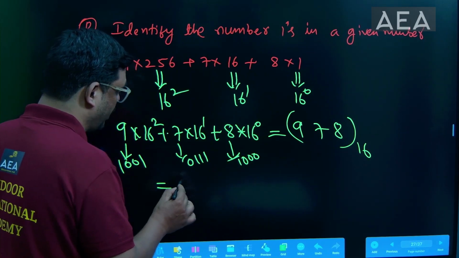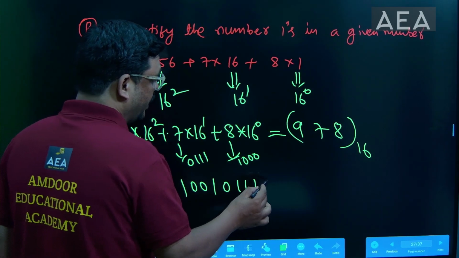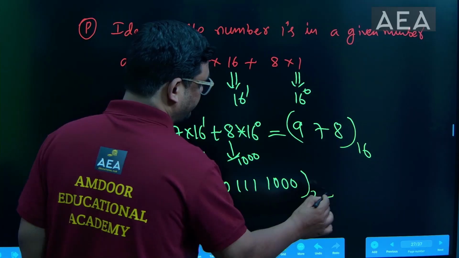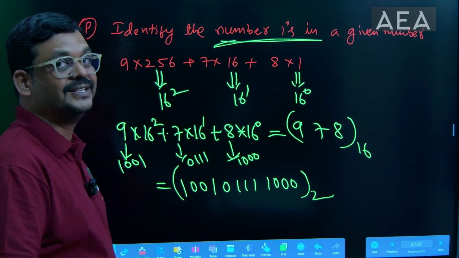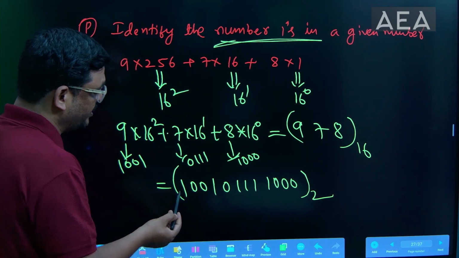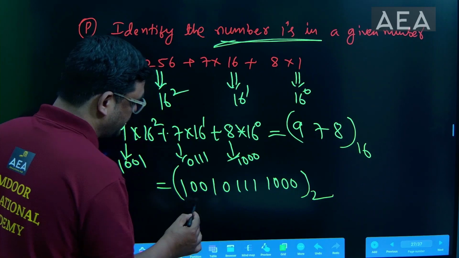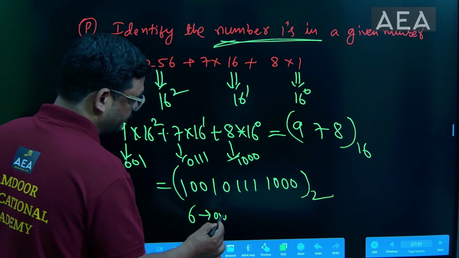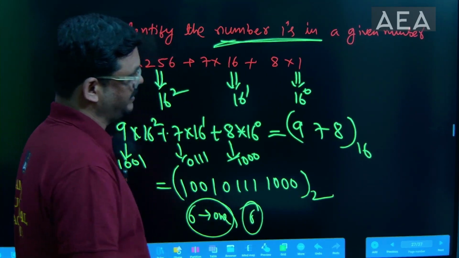So write the complete one now: 1001, 0111 and 1000. It is a binary number system. Then we want the number of ones in the given number system. How many ones are there? 1, 2, 3, 4, 5, 6. 6 ones. So finally the answer is 6.